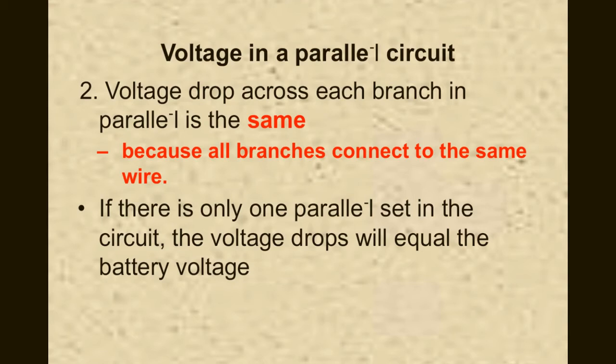So the difference here is in the series circuit, the voltage drop would reduce, and the bulbs would get dimmer and dimmer. Within a parallel circuit, the voltage drop is the same amount as the battery at all times. So each branch and each resistor is able to get the full amount of the voltage from the battery or the power supply.